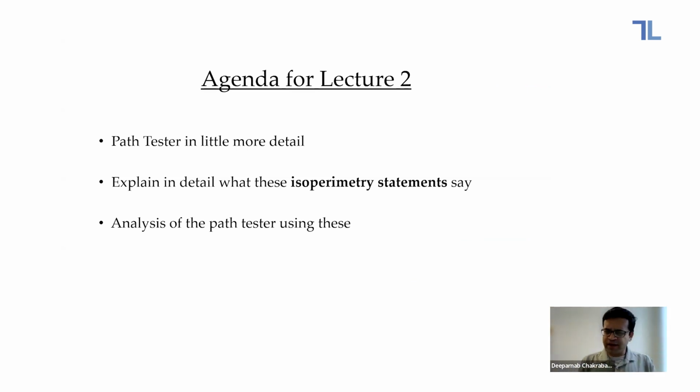I'm going to talk about the path tester. We'll recap and talk about this path tester in a little more detail, but it's basically what we just said. More, I'm going to talk about what these various isoperimetric statements, like on the previous slide, mean, both in the undirected world and the directed world. I am not going to prove any of these isoperimetric statements. I will not have the time to do that. Sesh will pick up on this when he talks about it.